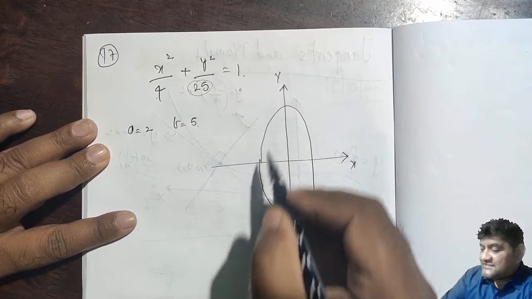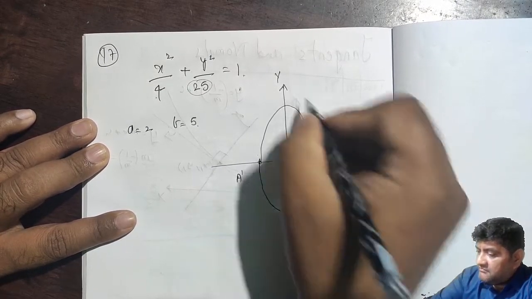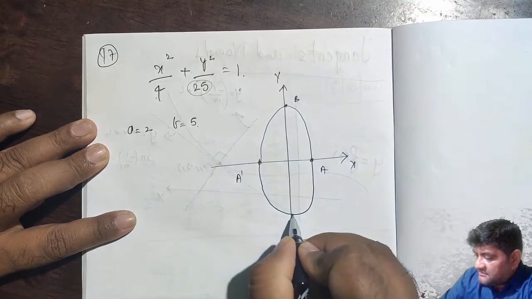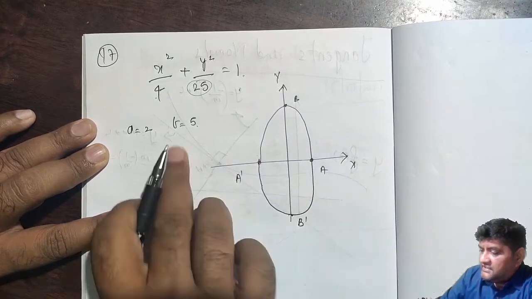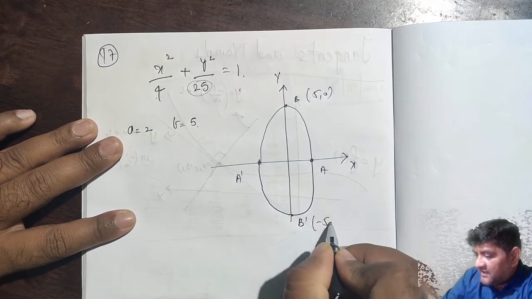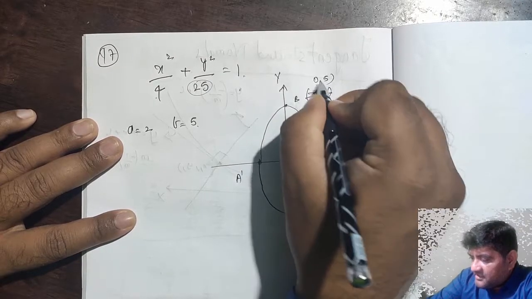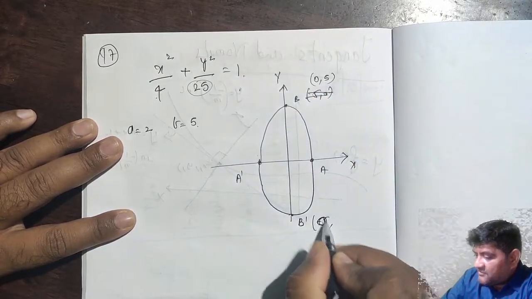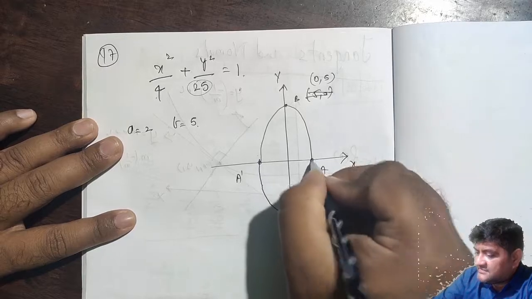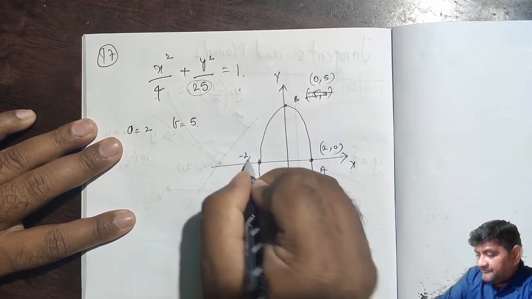Which means the vertices of this ellipse are A dash, B dash. This is 0, 5, sorry, and this is 0, minus 5. And this is going to be 2, 0 and this is minus 2, 0.